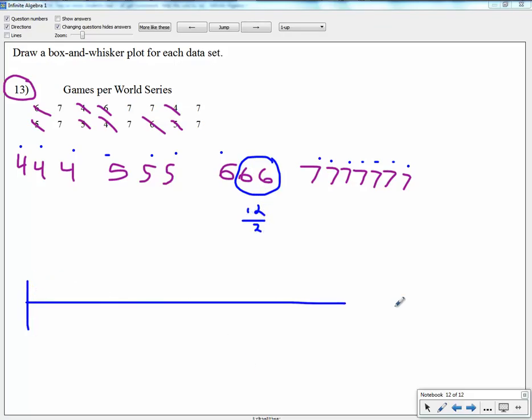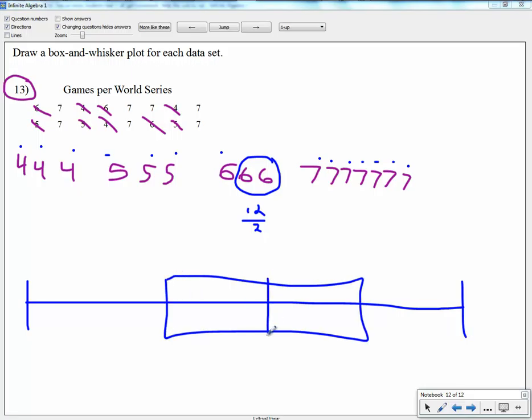So first thing I do is draw the box and whisker. So my median is 6, and I bring down my min and my max.